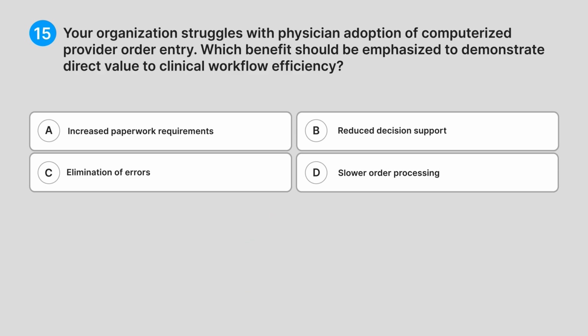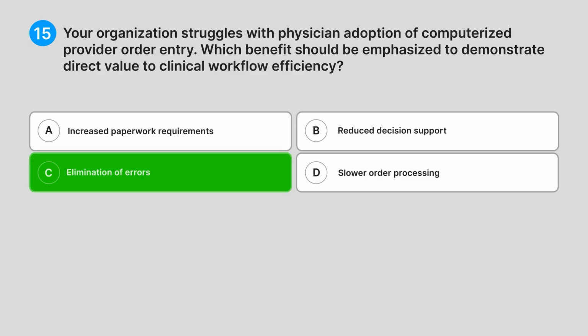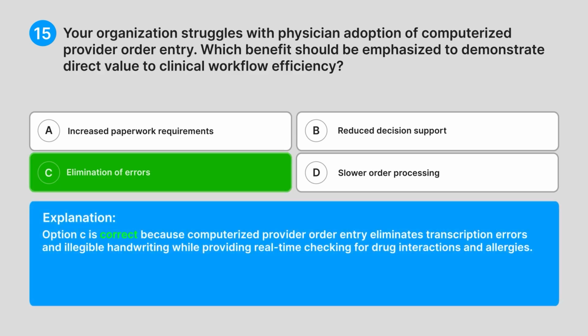Correct answer, C. Elimination of errors. Explanation. Option C is correct because computerized provider order entry eliminates transcription errors and illegible handwriting while providing real-time checking for drug interactions and allergies.